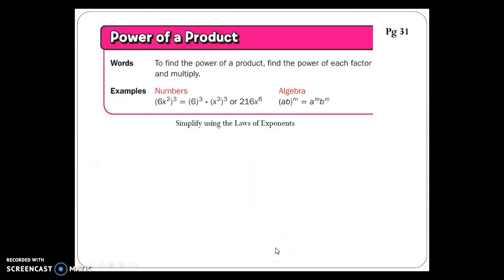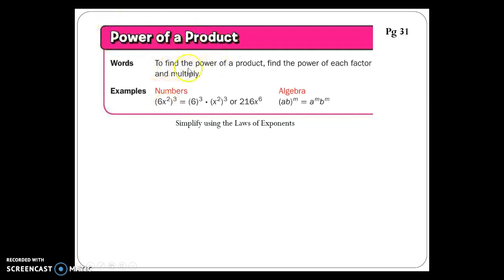All right, second part of the lesson. This is power of a product. Again, power, that's referring to this number right here. And product is referring to this multiplication right here, 6 times x squared. So that's where the name comes in.